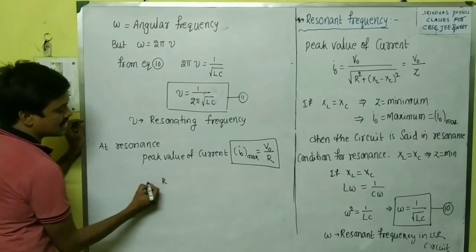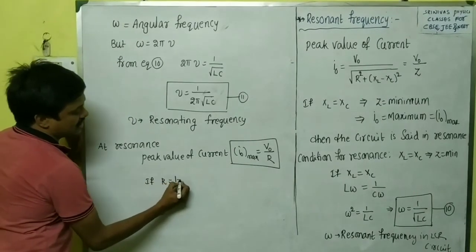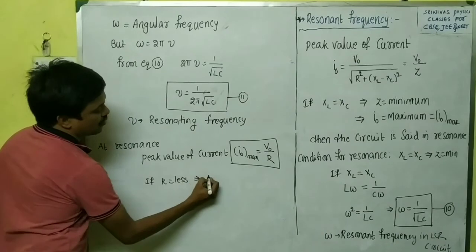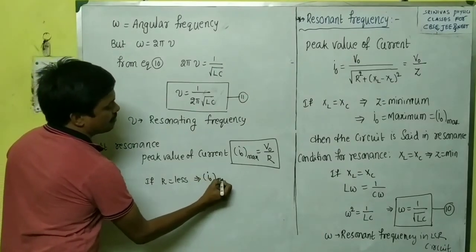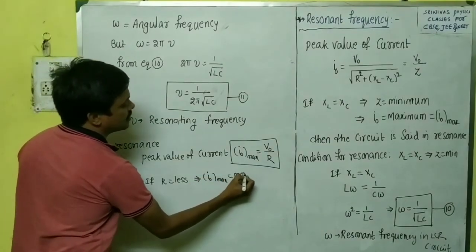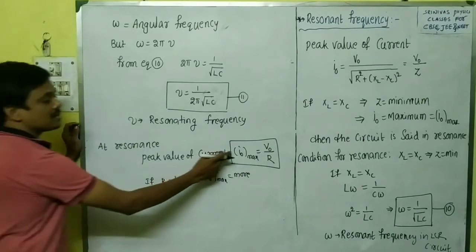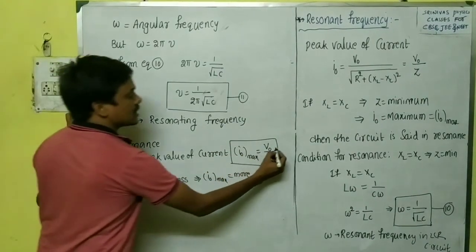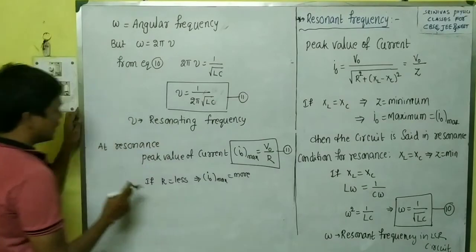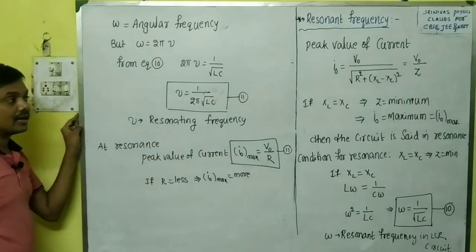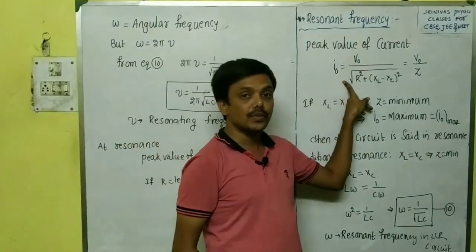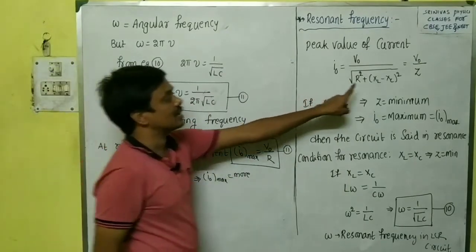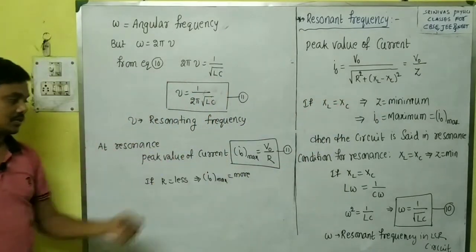If the R is less, then the peak value of current will become more, because they are inversely proportional. This is equation 11, the peak value of current at resonance. In the normal peak value of current formula this one, but at resonance, if you write the XL is equal to XC condition, then you will get this equation.